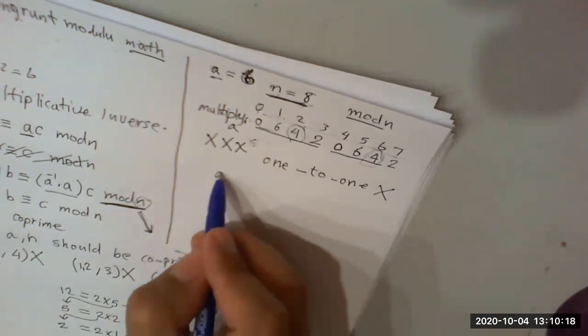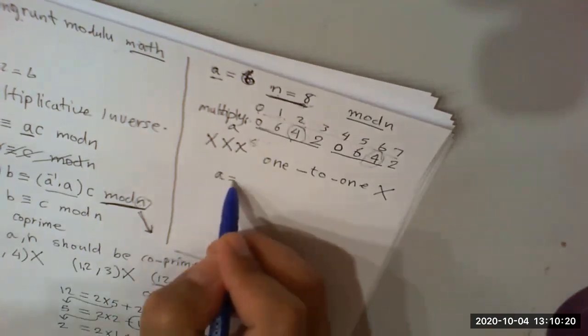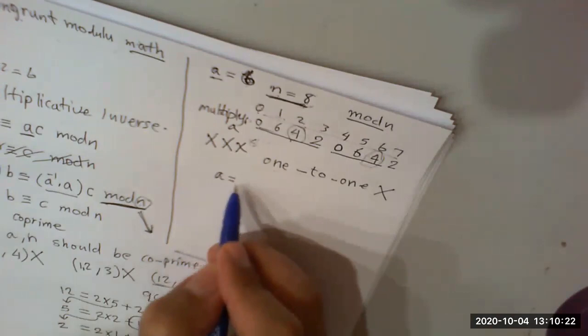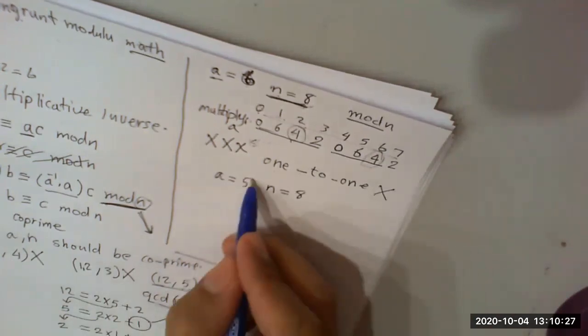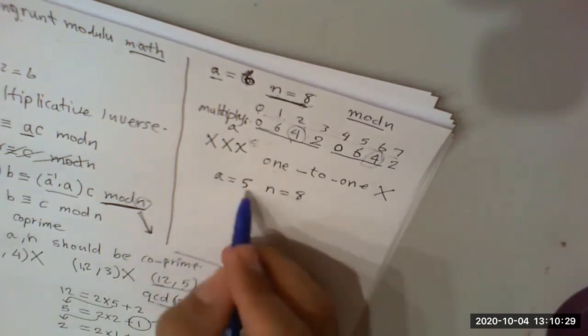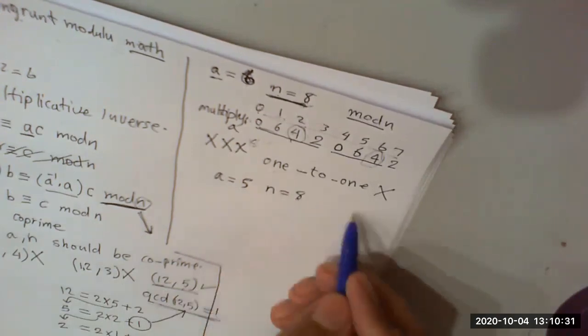But let me try another one. A equals 5 and N equals 8. If you check right now, there is no common divisor for A and N other than 1. The common divisor is 1.